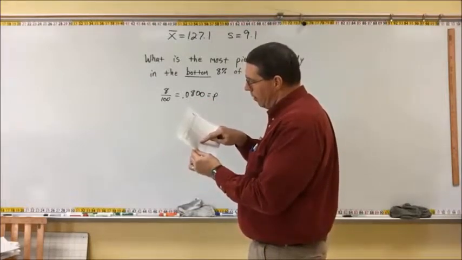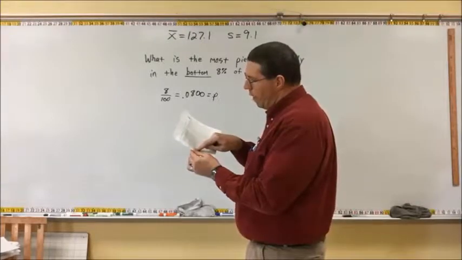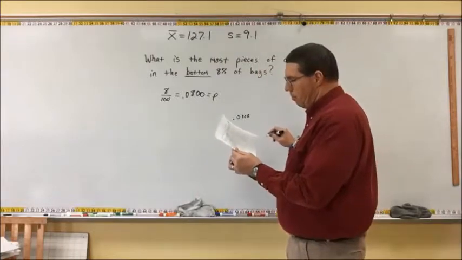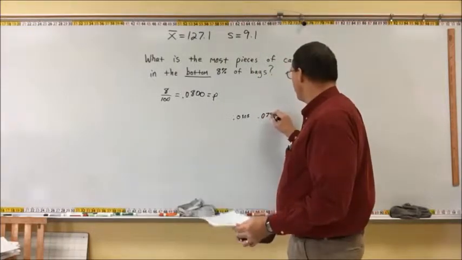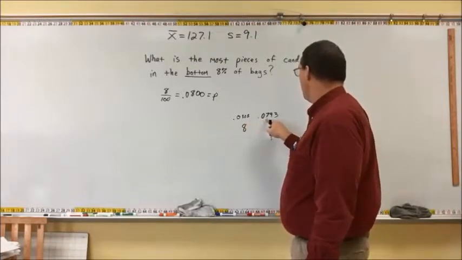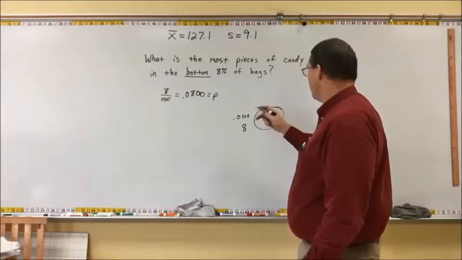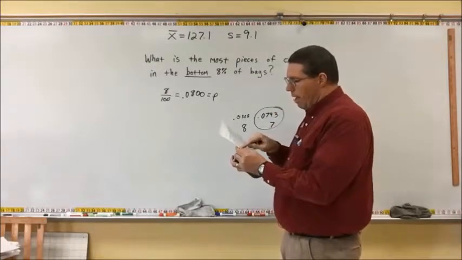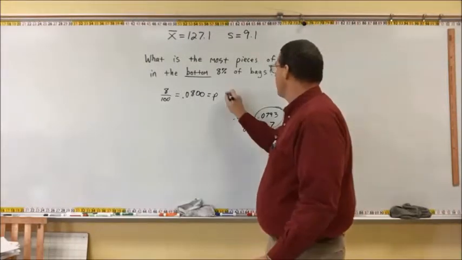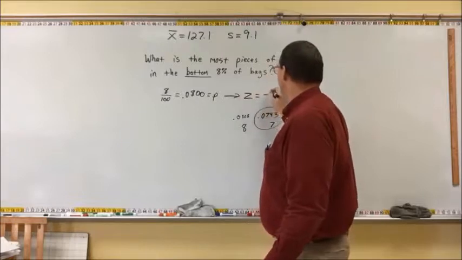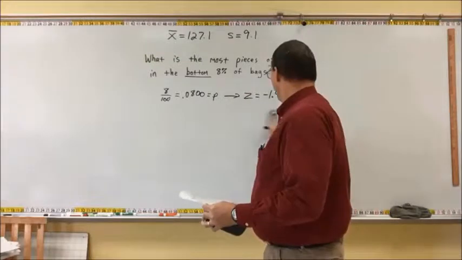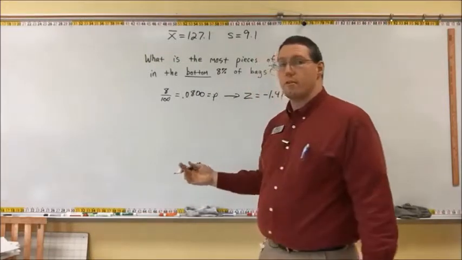So if I look in the table, I see 0.0808, and I see 0.0793. This one is 0008 away, and this one is 0007 away. So I'm going to go with this one, 0793. And the z-score associated with that is negative 1.41. So this becomes a z-score of negative 1.41.